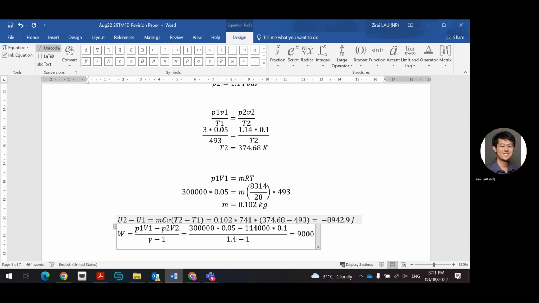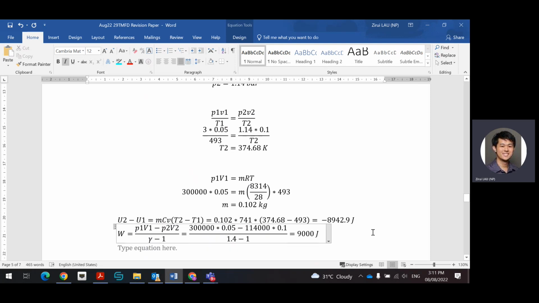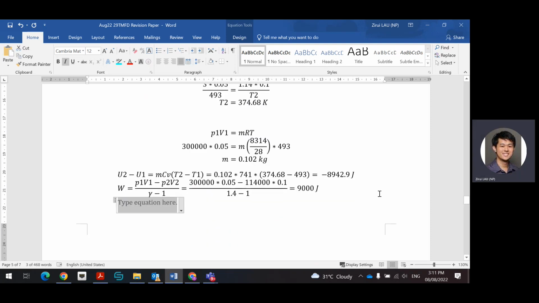Nine thousand joules. Okay. And the last step is to do what? U2 minus U1 is equal to Q minus W. So what is my Q? Minus 8942.9 plus 9000.